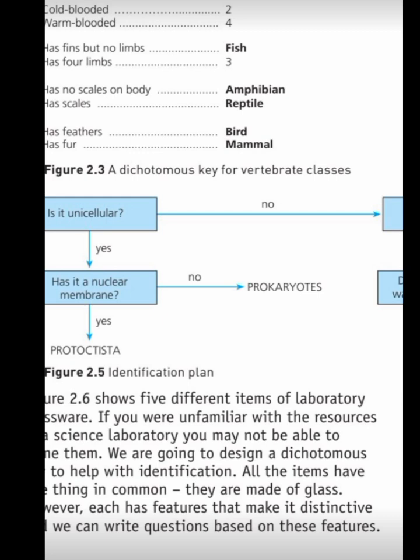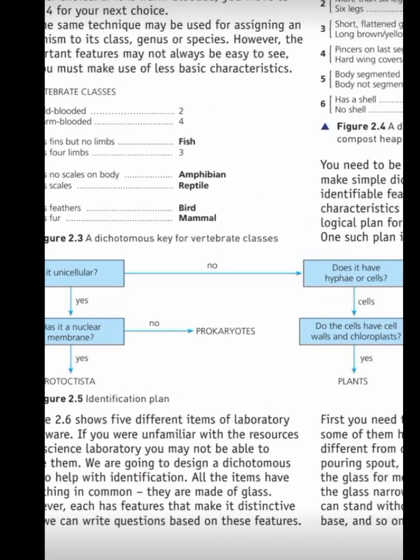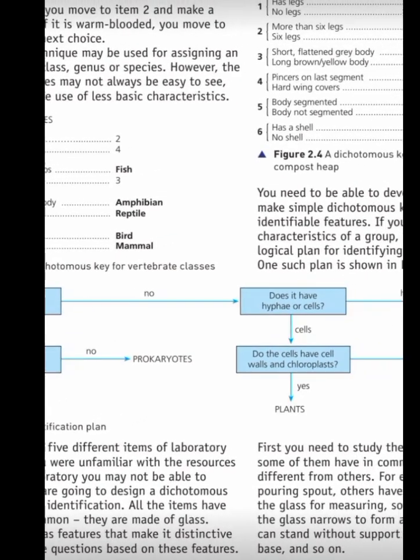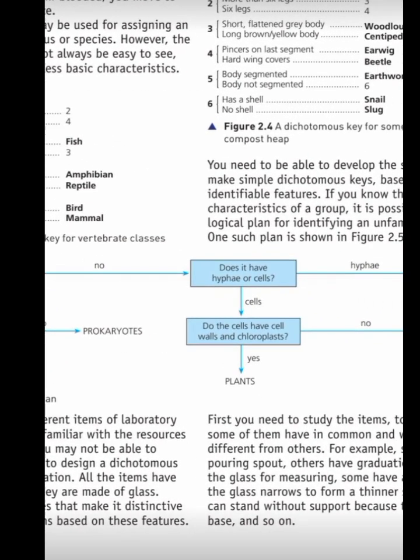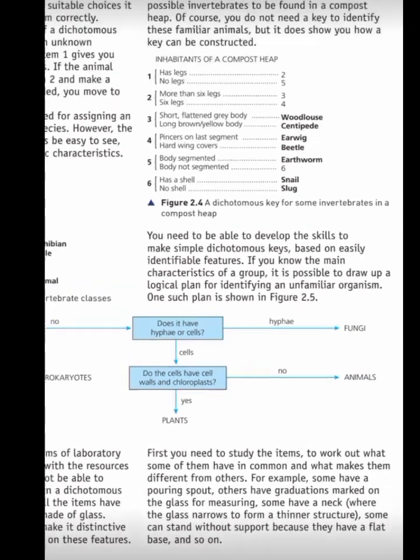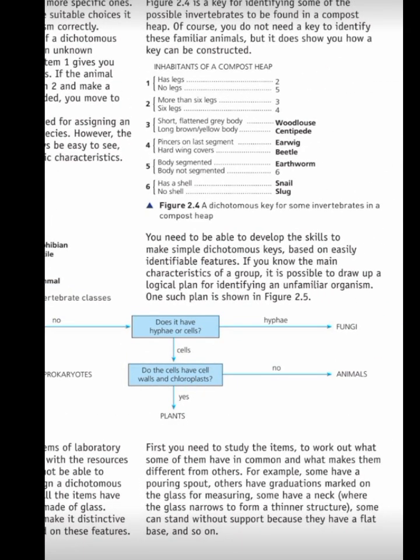Now we move on: is it unicellular? If it is not unicellular, it means that it is multicellular. Now we have to check structures. If it has hyphae, it means that it is a fungus. And if it has a cell wall with chloroplast, then it is known as a plant.